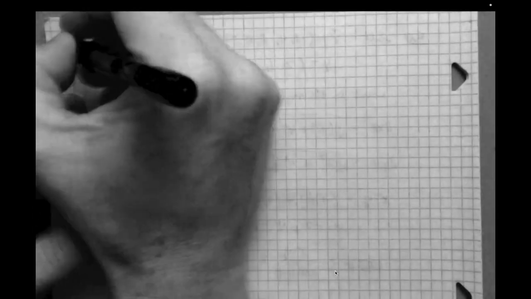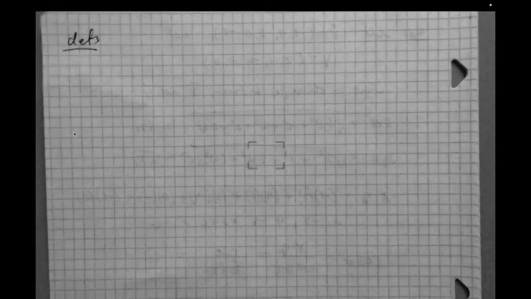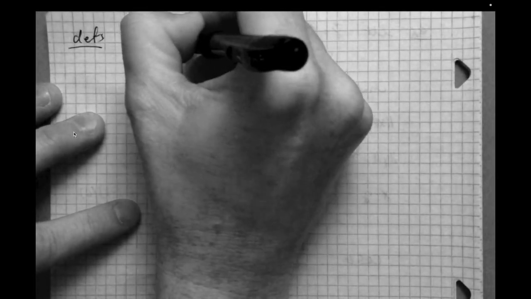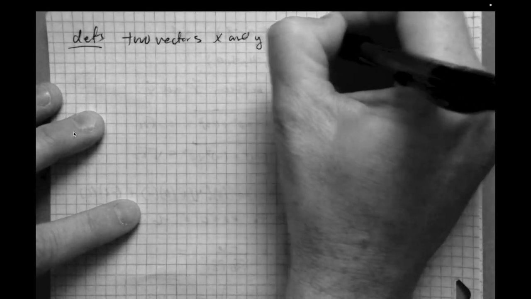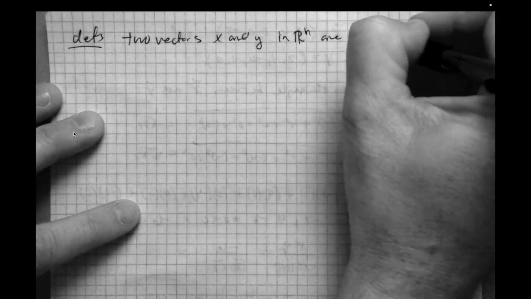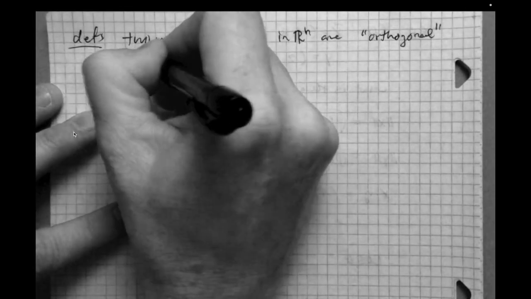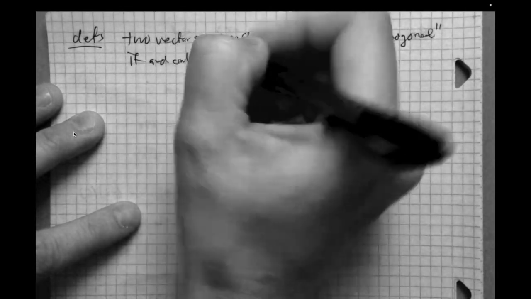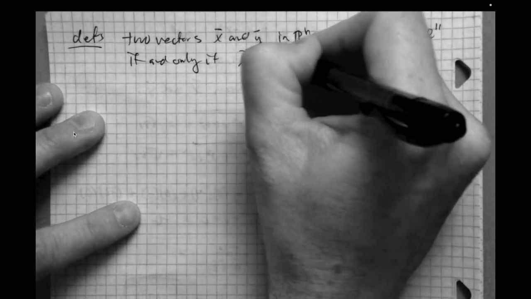Okay, and so let's start with a definition here, and this will be the definition of orthogonality. Two vectors x and y in Rn are orthogonal if and only if the dot product of those vectors is equal to 0.